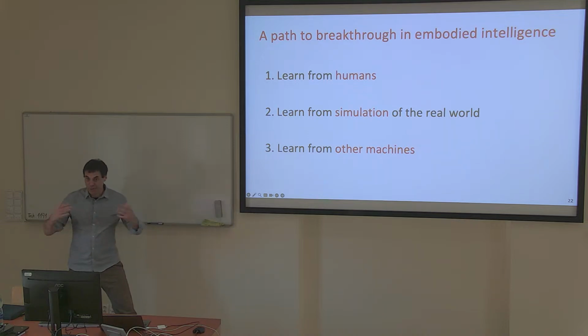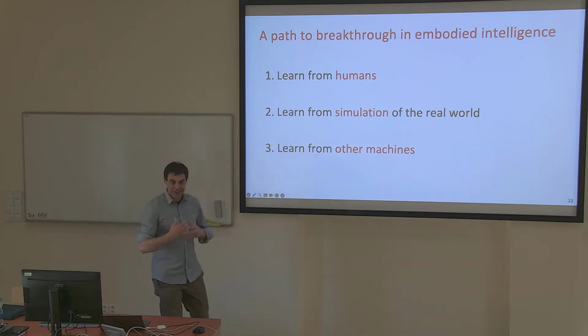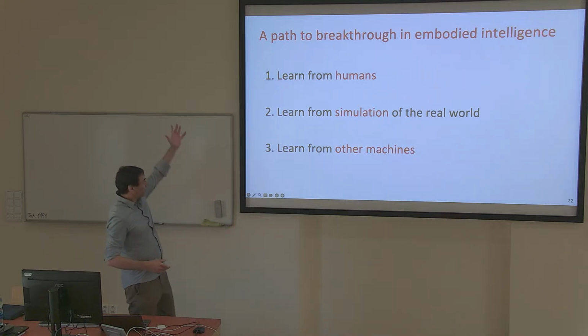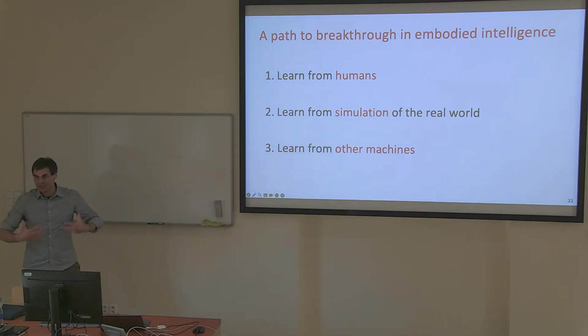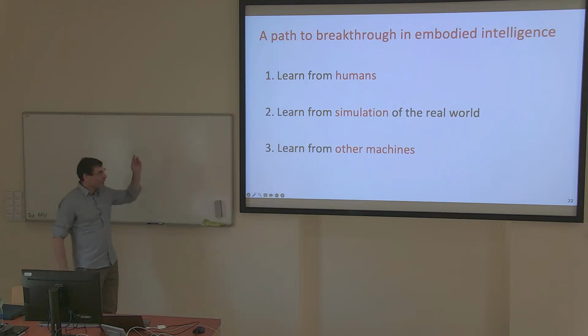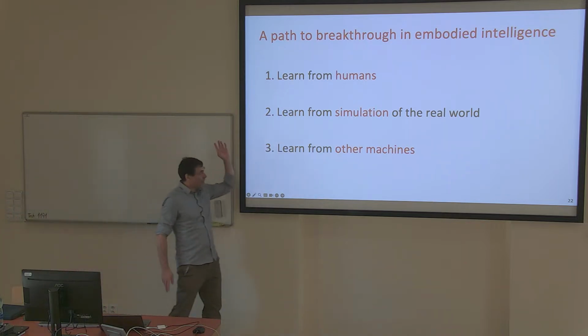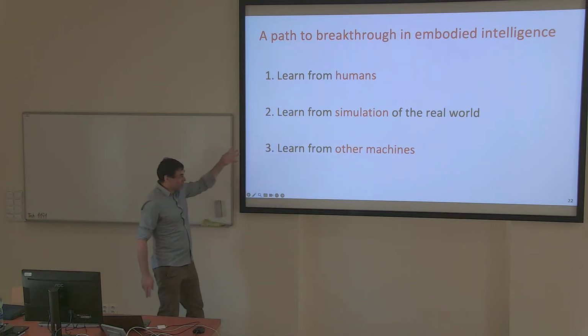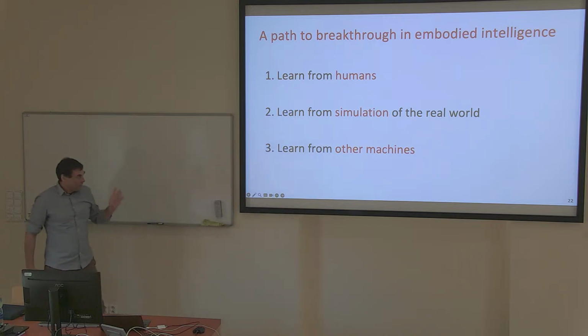So maybe we'll also get it in the interaction. I've classified this, and I will structure the rest of this lecture in these three directions. The first one is learning from humans. The second one is learning from simulation of the real world. And the third one is learning from the other machines.